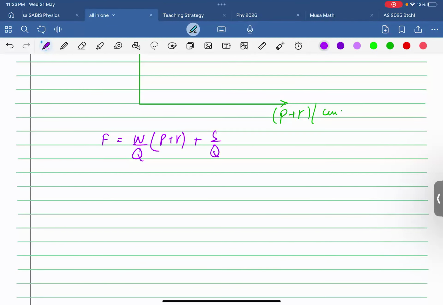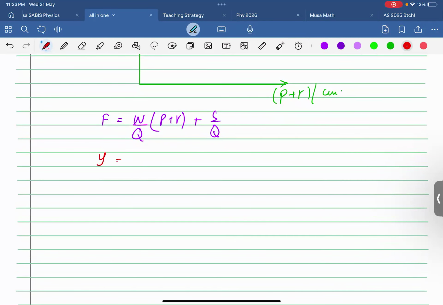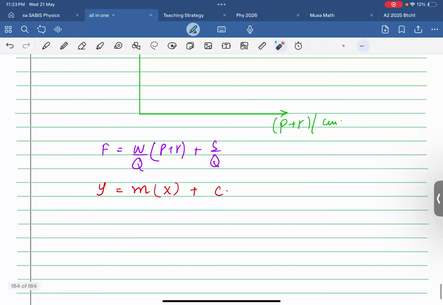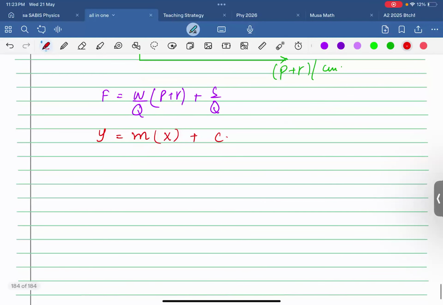Don't worry. Look, if you just write y equals mx plus c, right? Just look carefully that your y-axis contains F. Yes, your y-axis contains F, so this is fulfilled. Your x-axis contains P plus R, so this is also like that. So the remaining thing would be equivalent to the remaining parts of the equation. So W over Q is going to be your gradient.